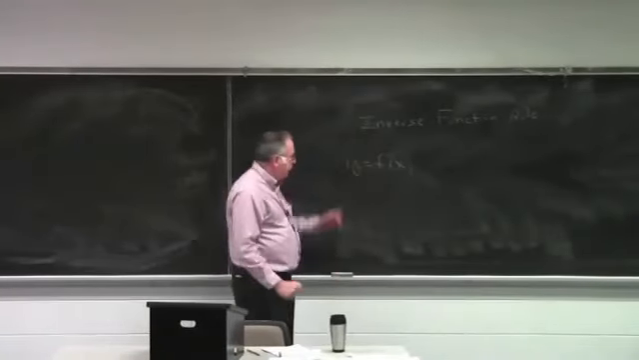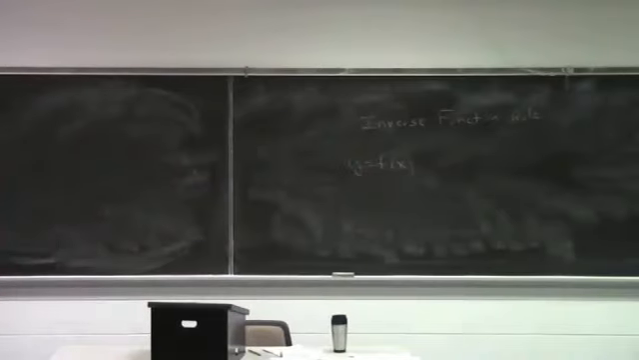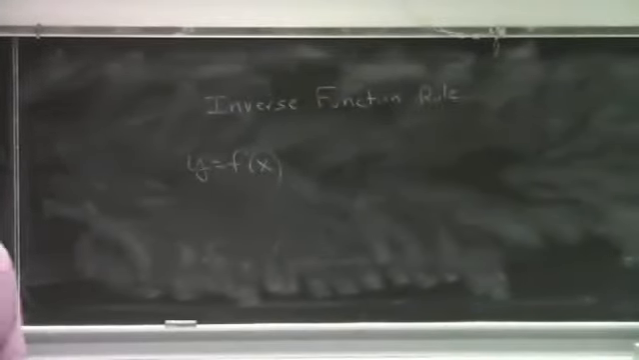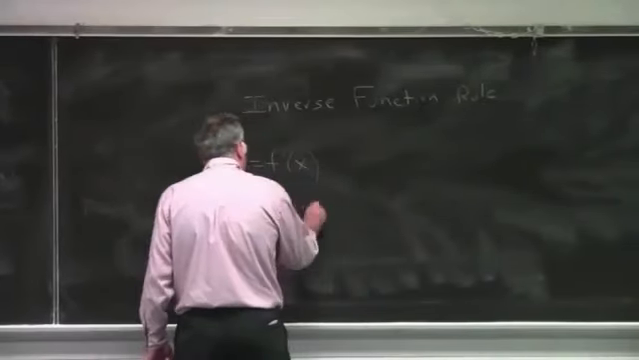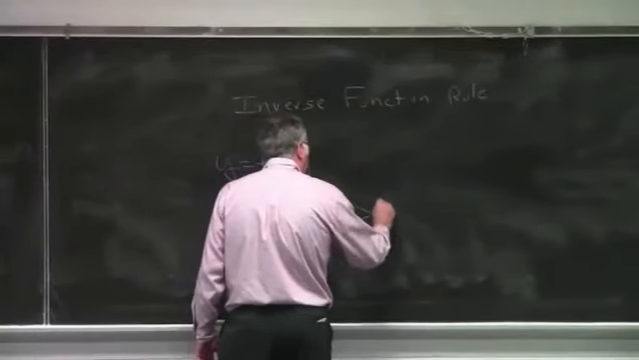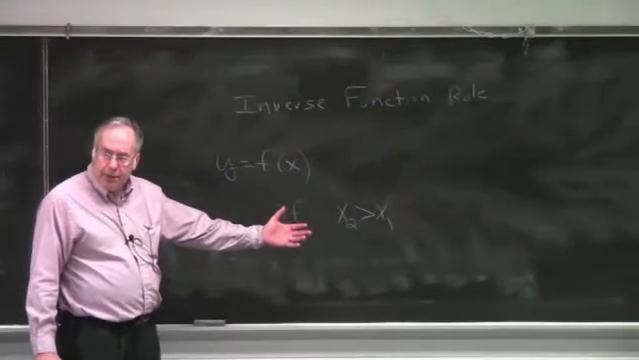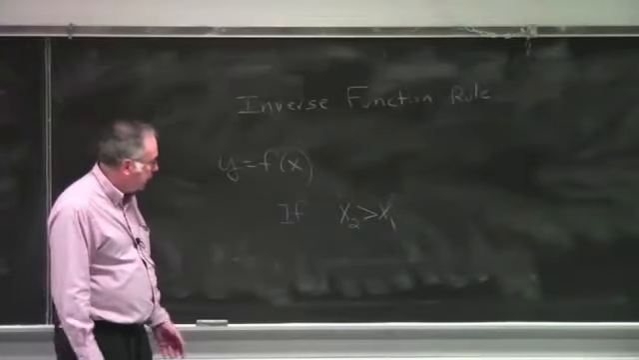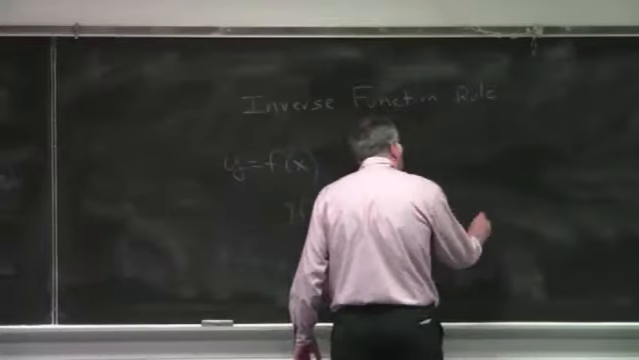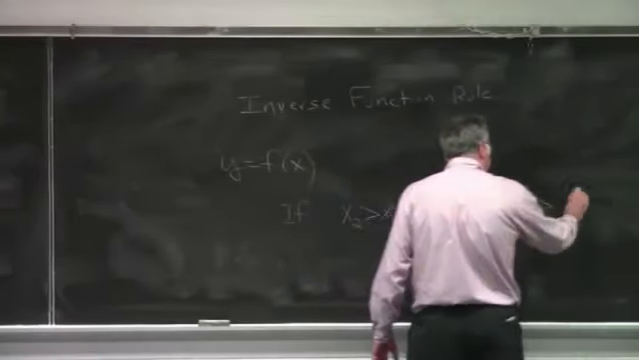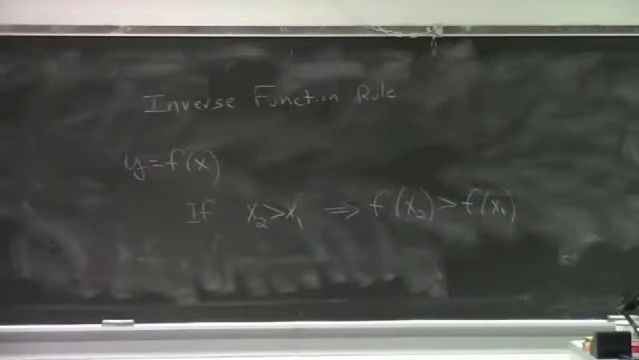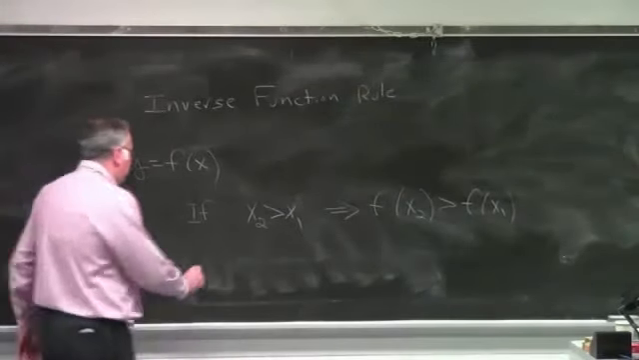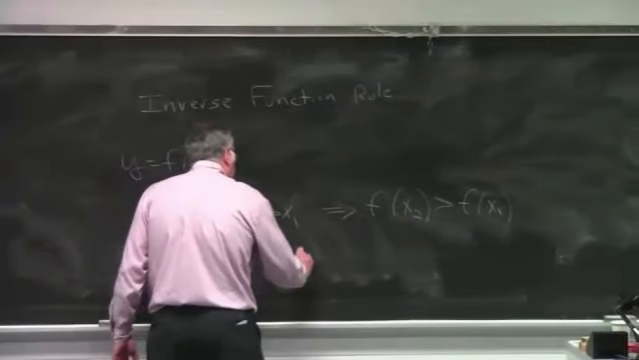For a monotonic increasing function, say y is a function of x, then this function f is a monotonic increasing function of x if, for all values of x1 and x2, you pick any two different values of x, if x2 is greater than x1 implies that f of x2 is greater than f of x1 for all values of x1 and x2, if that's always true, then f is a monotonic increasing function.